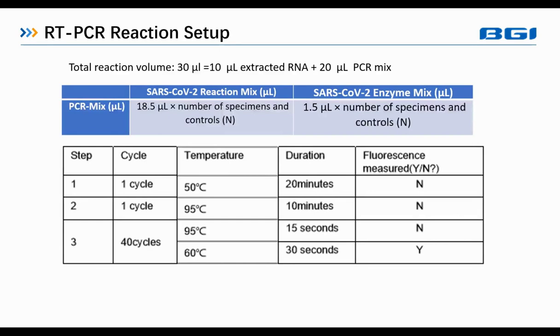So it's very simple to set up the PCR reaction. The reaction volume is 30 microliters, including 10 microliters of extracted RNA and 20 microliters of PCR mix. And the PCR mix is basically the reaction mix and the enzyme mix. So you have everything in the kit, only three components to set up the RT-PCR reaction. The table below indicates the PCR program you need to set up for the 7500.